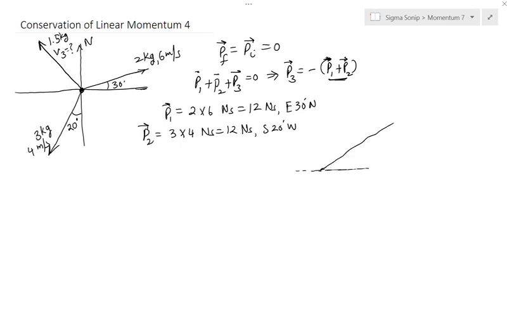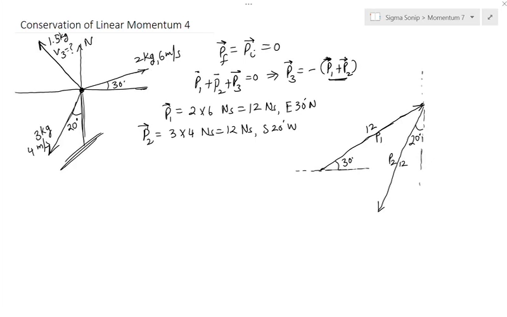So, largest diagram. So this length is 12. That's my P1, and that angle is 30 degrees. Now P2 makes an angle of 20 degrees with the south here. So I need to draw a north-south line here for reference, and here it will go 20 degrees like this. That's 20 degrees. We can just see it from the diagram here. This angle is 20 degrees, and this is my P2. The length again is 12.